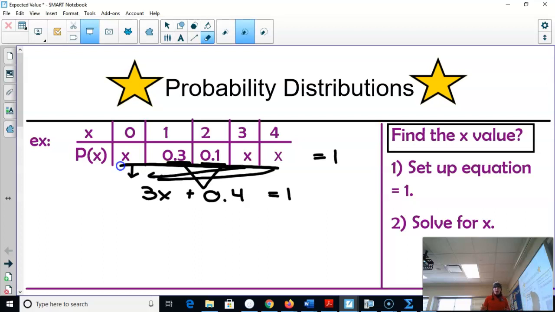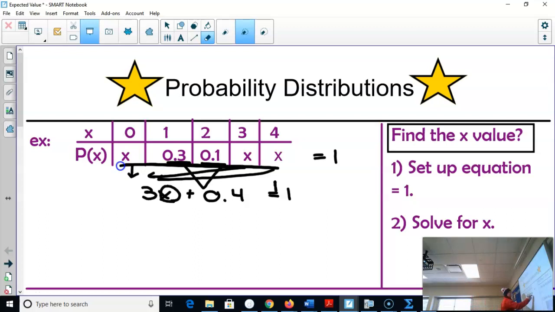So anytime you have a problem that looks like this, and you have to figure out an x value or a y value or whatever variable they give you, we know that the probability distribution has to equal 1. We're going to combine our like terms, set it equal to 1, and then step 2 is we are going to solve for x. So let's go ahead and do that now.